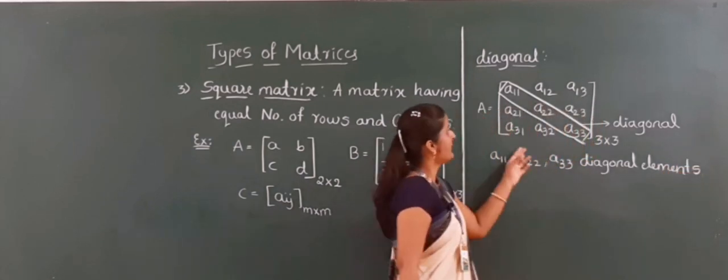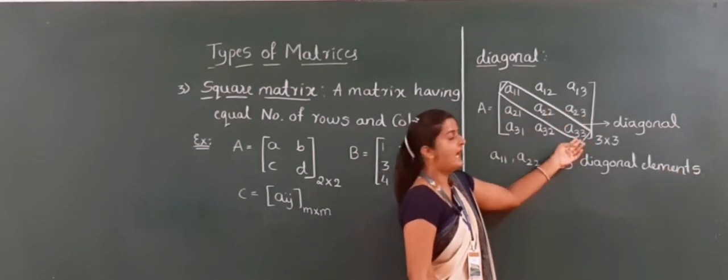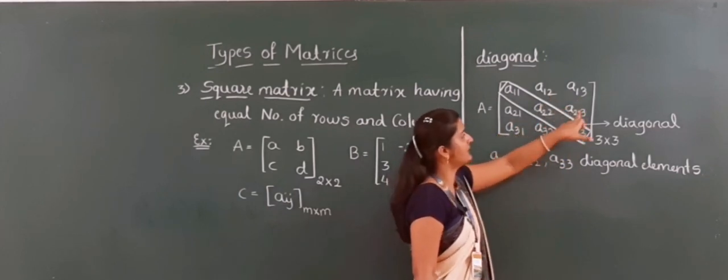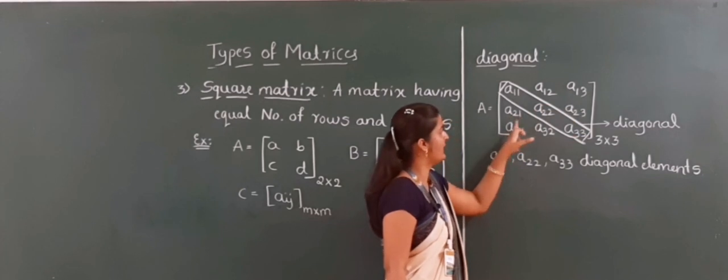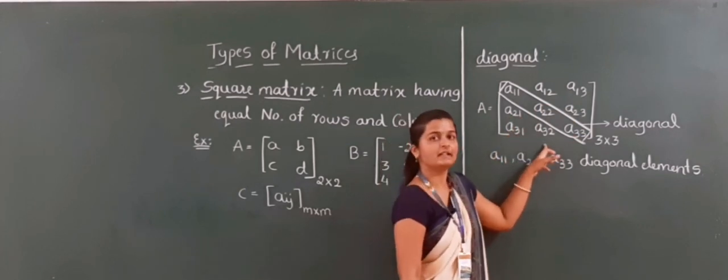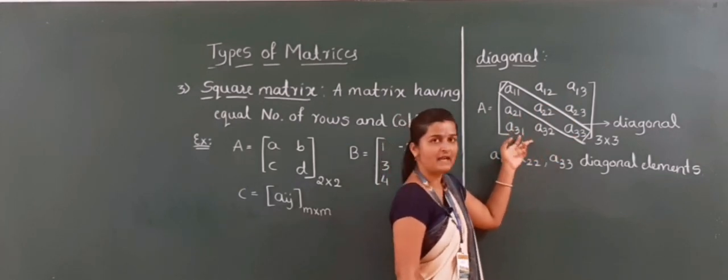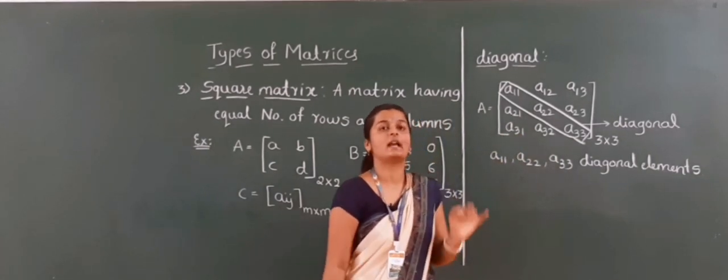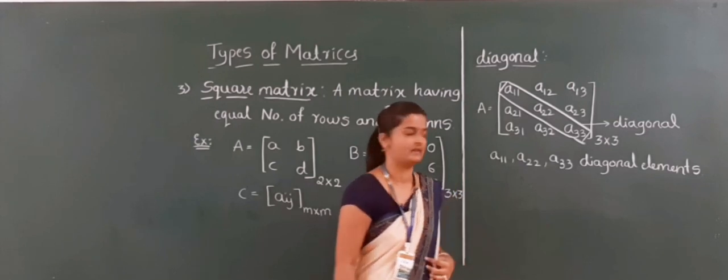So, in this matrix, these are the diagonal elements. And the elements other than diagonals, see here, A12, A13, A23 and A21, A31, A32, these are also elements in this matrix, but they are not present in the diagonal. These elements are known as non-diagonal elements.